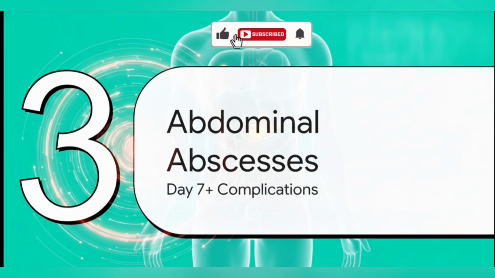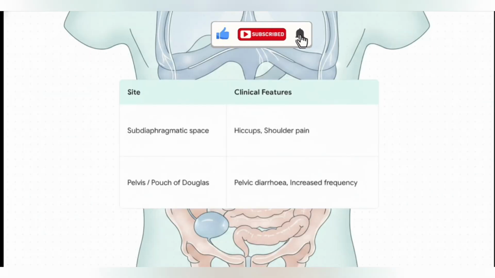This is where we look at those day 7 and beyond complications. So, we are now on day 7 or later, the fever is persisting, the patient is having chills and rigors. What's going on? This strongly points towards hidden pus collections, intra-abdominal abscesses. And here's the cool part. The site of the abscess directly dictates the clinical symptoms.